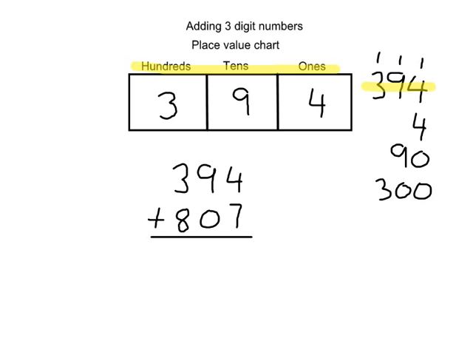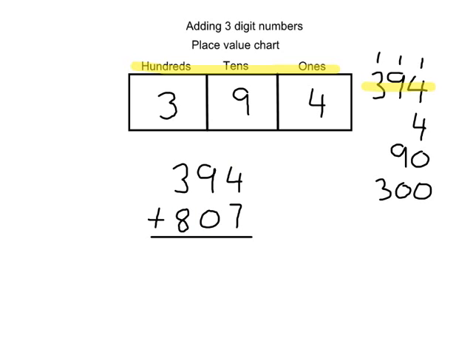Now, below we have 394 plus 807. It's very important to understand each of the values for this addition, because you must align each value properly. So we have our ones column, which is 4 and 7. Then we'll have our tens column, which is 9 and 0. Then finally we'll have our hundreds column, which is 3 and 8.